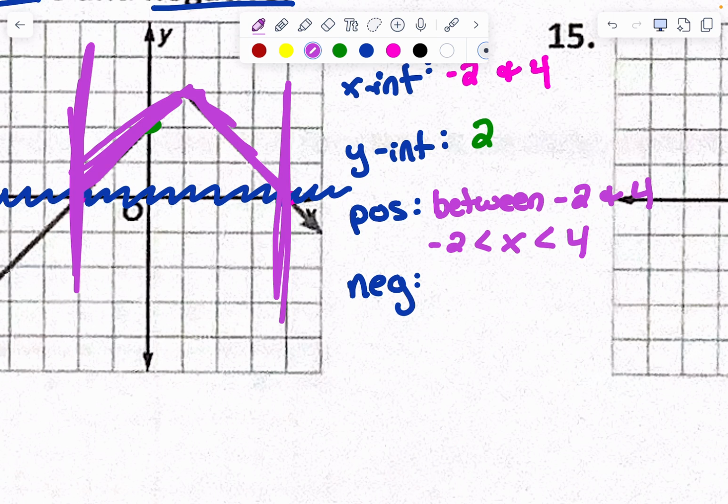That's how you'll see it in Algebra 2 and in Geometry and in Trig. You'll see it written like this instead. But if you're not quite there, that's fine. Okay, you can say between -2 and 4.